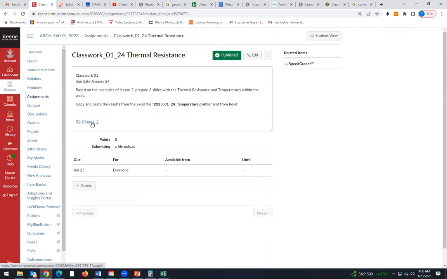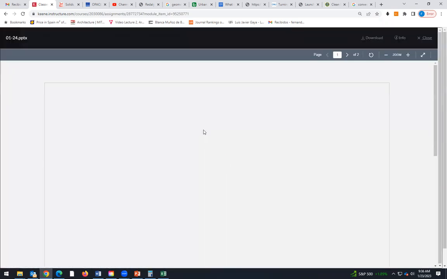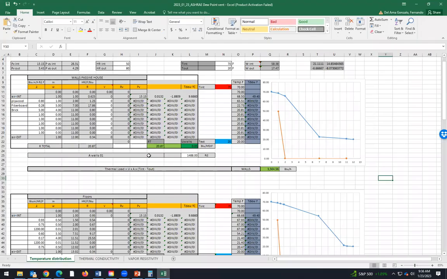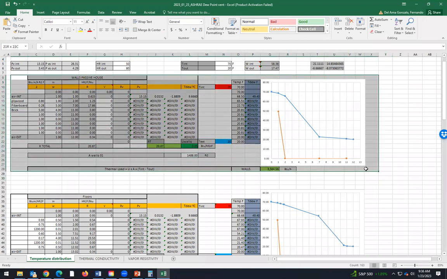For this classwork, if you download this one, here we have 3 walls: sandstone 1 inch, air 2 inches, brickwork 4 inches, glass wool insulation 5 inches, and plywood. And here we have exterior and interior. So you have 3 different walls. I want you to use this website or this tool, and at the end, if you are done with this, I want you to copy.